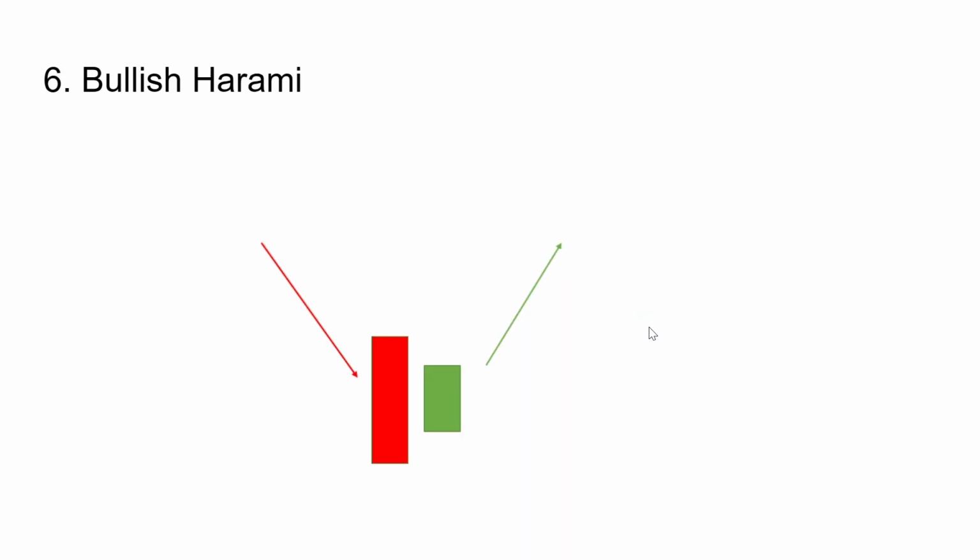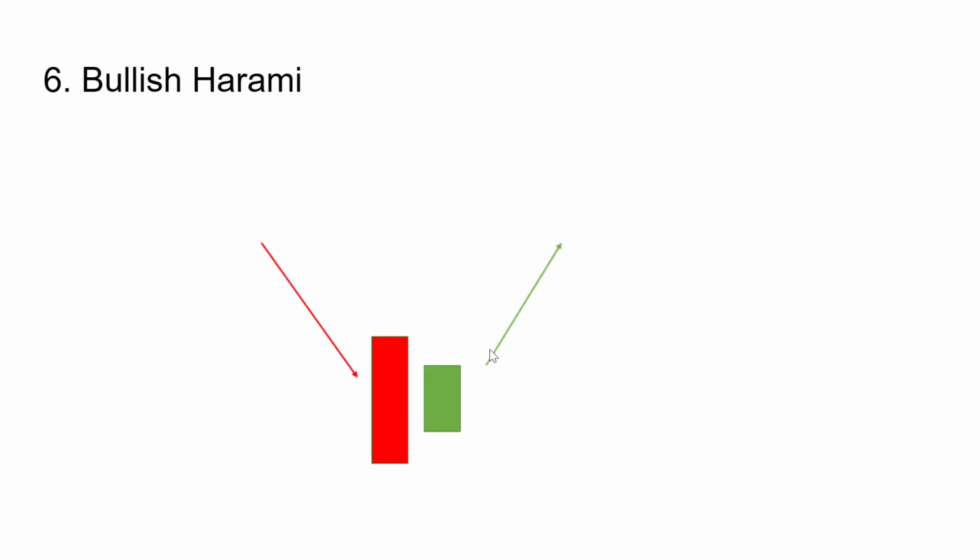The next is bullish harami. So what it means, when you are having a downtrend, you are again having the red candle, but after the red candle you are having one small bullish candle. So if you see this pattern, again you can start buying by keeping the stop loss at the bottom.